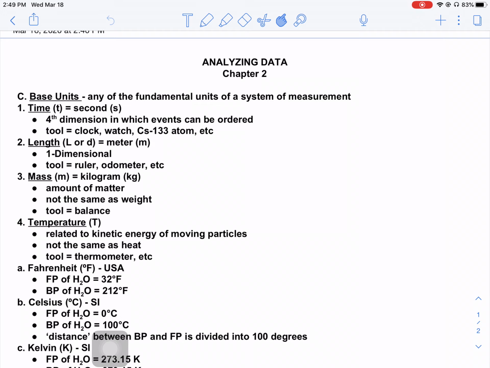It's not the same thing as weight. Mass is the amount of stuff, whereas weight is the effect of gravity. The tool that we use to measure mass is the balance, and the tool that we use to measure weight is the scale.